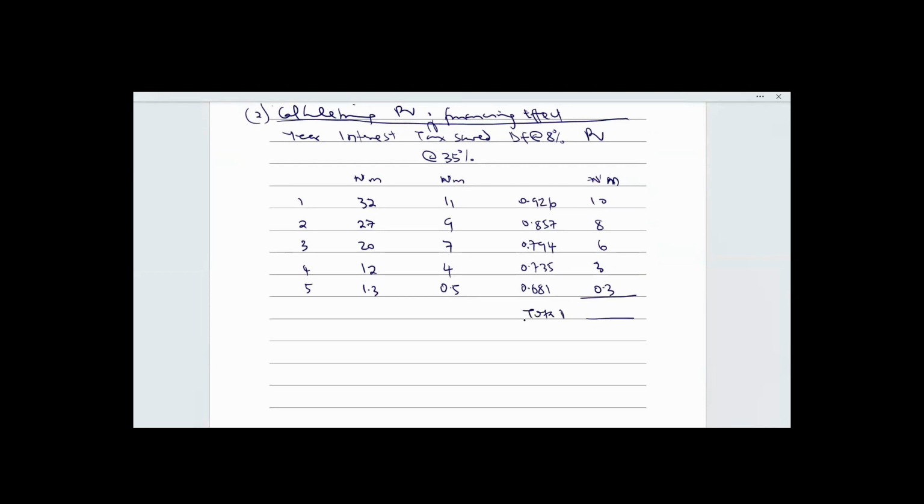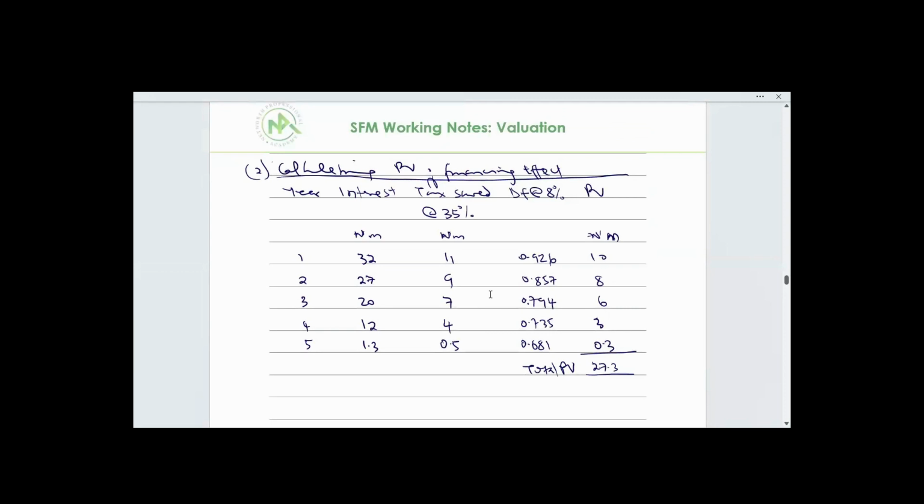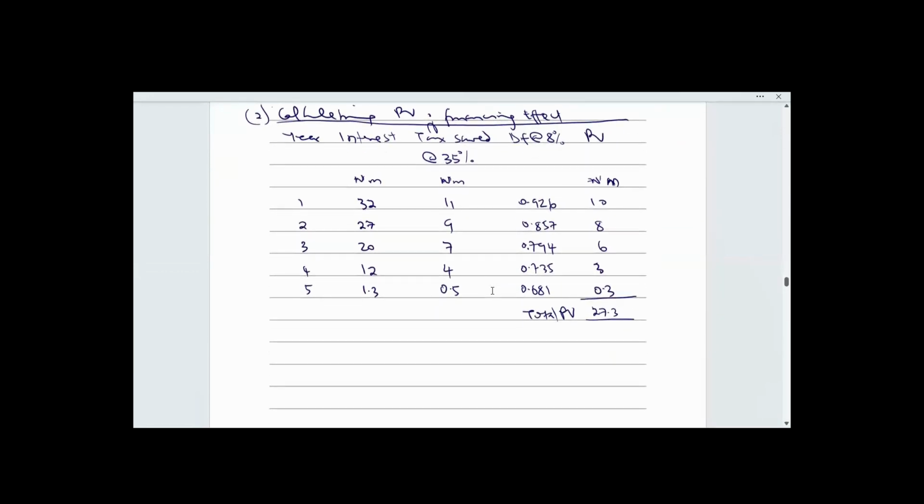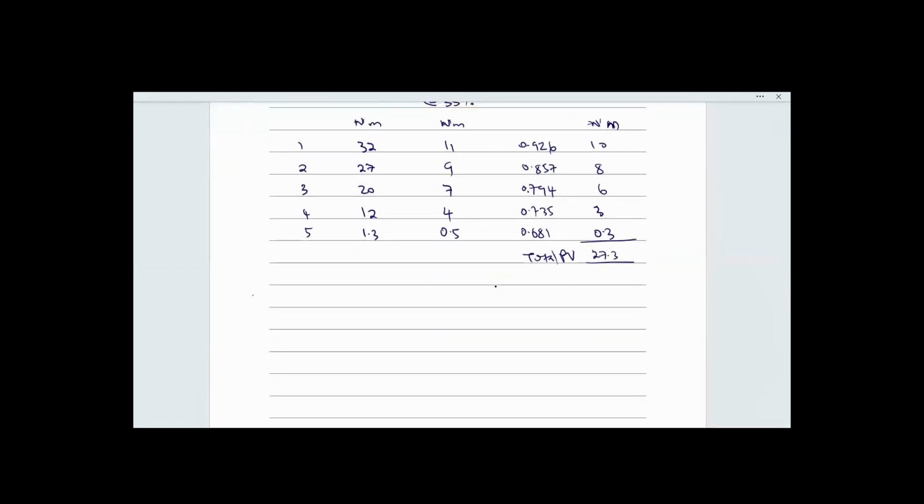So I need to add up all the present values together. Total PV. So 18, 24, 27.3. Therefore, the PV of financing effect is 27.3 million. So step 3 now is for me to get my APV.